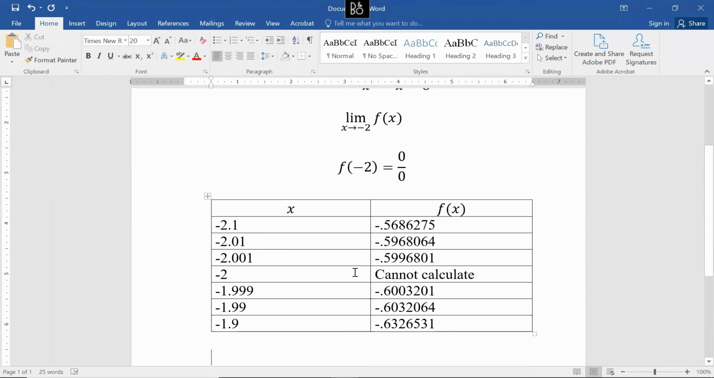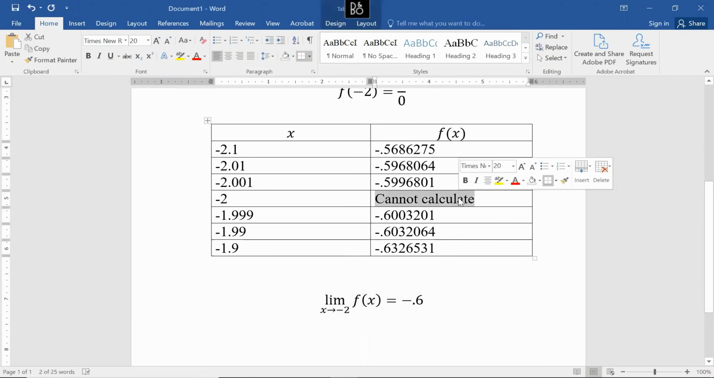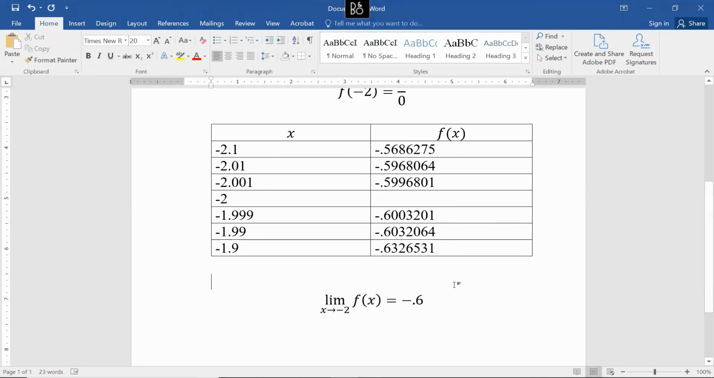And that's one of the big advantages of being able to deal with limits: even if there are holes in our graphs, or holes in our functions, we can actually come up with a number for the limit where we could not have plugged anything into the actual function and calculated where it's at.